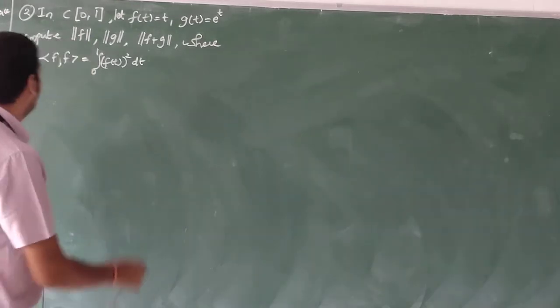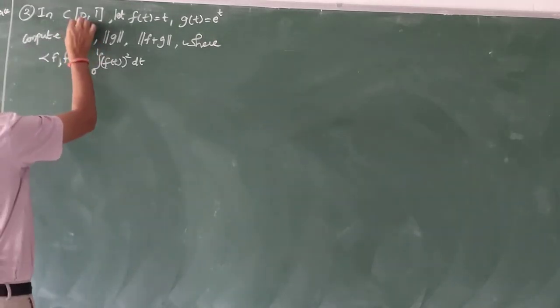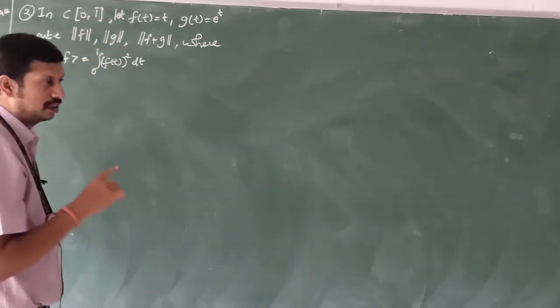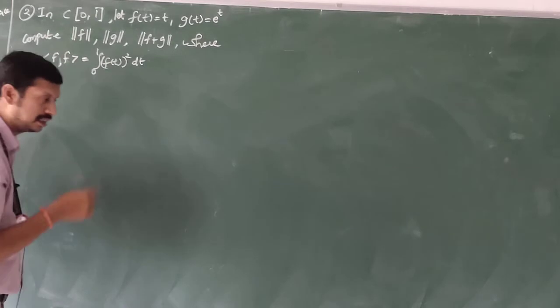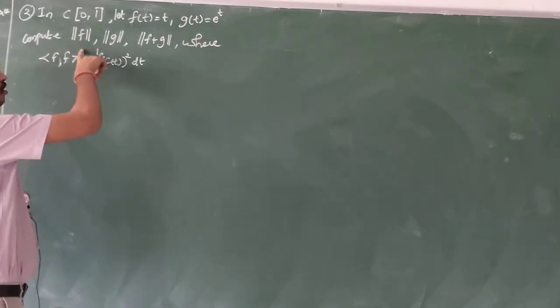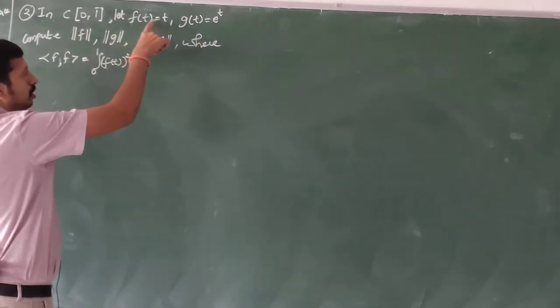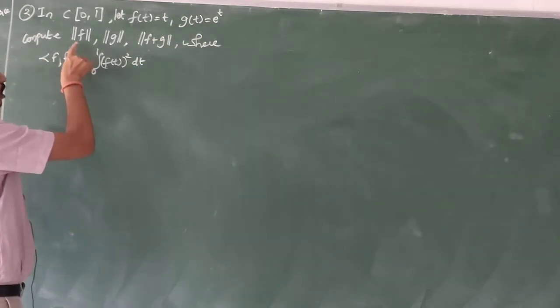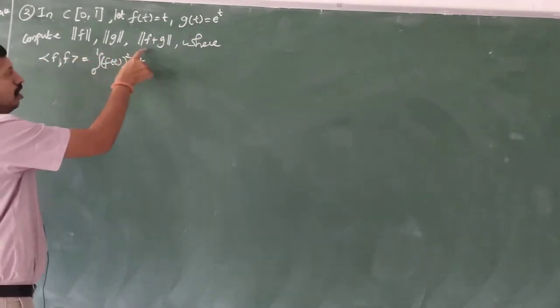Okay, so now it is given that it is in C of 0 comma 1. So it is in the interval 0 comma 1. That may be complex or anything else. But we have to find, the given thing is f of t equal to t and g of t equal to e power t. So we have to find norm f, norm g, norm f plus g.